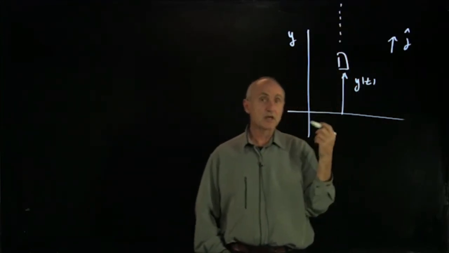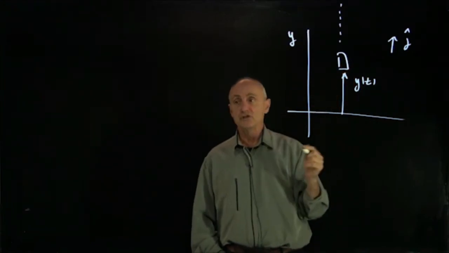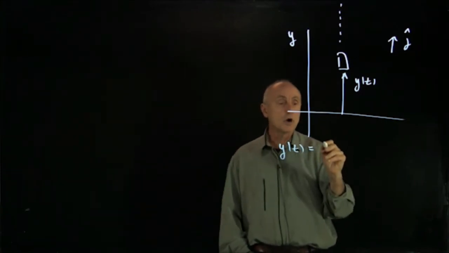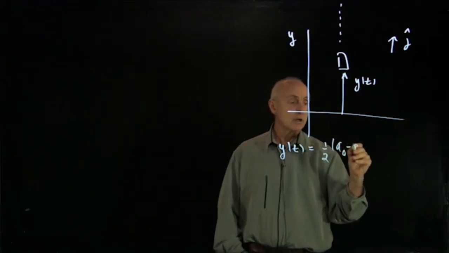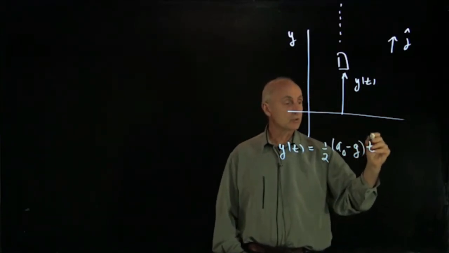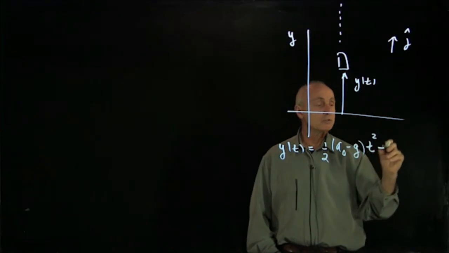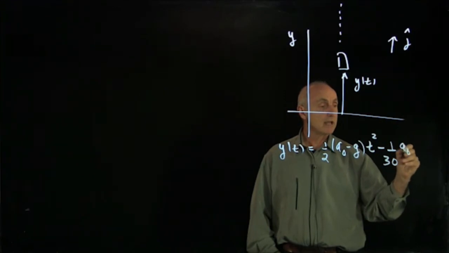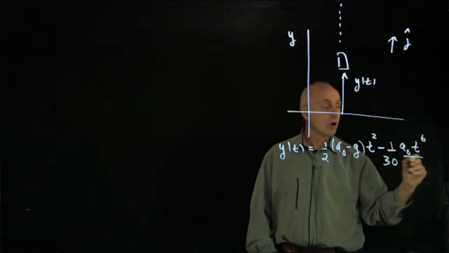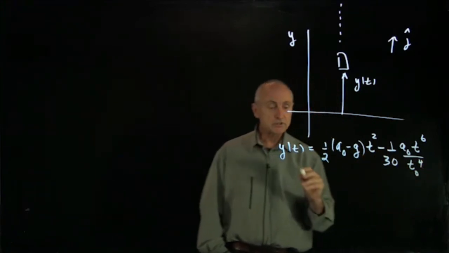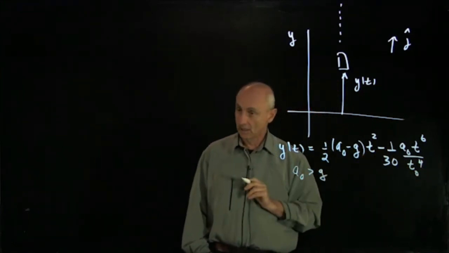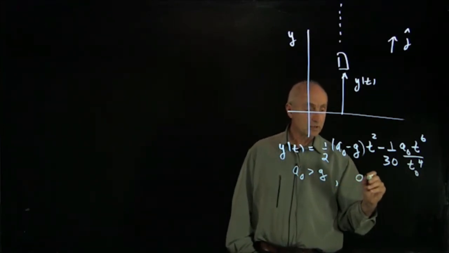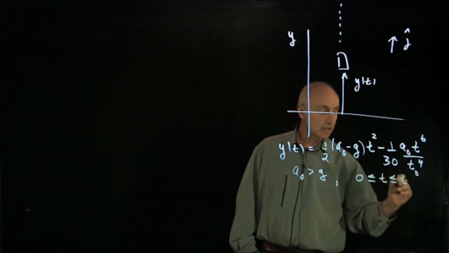Now, I want to express, while the rocket is thrusting upwards and the engine is burning, a function y of t equal to 1/2 times a constant a naught minus the gravitational acceleration g, times t squared. And we're going to have a separate term here, which is minus 1 over 30. You'll see where this 30 comes in as we start to differentiate. The same constant a naught times t to the 6th over t naught to the 4th. Now in this expression, a naught is bigger than g. And this holds for the time interval 0 less than or equal to t less than t naught.